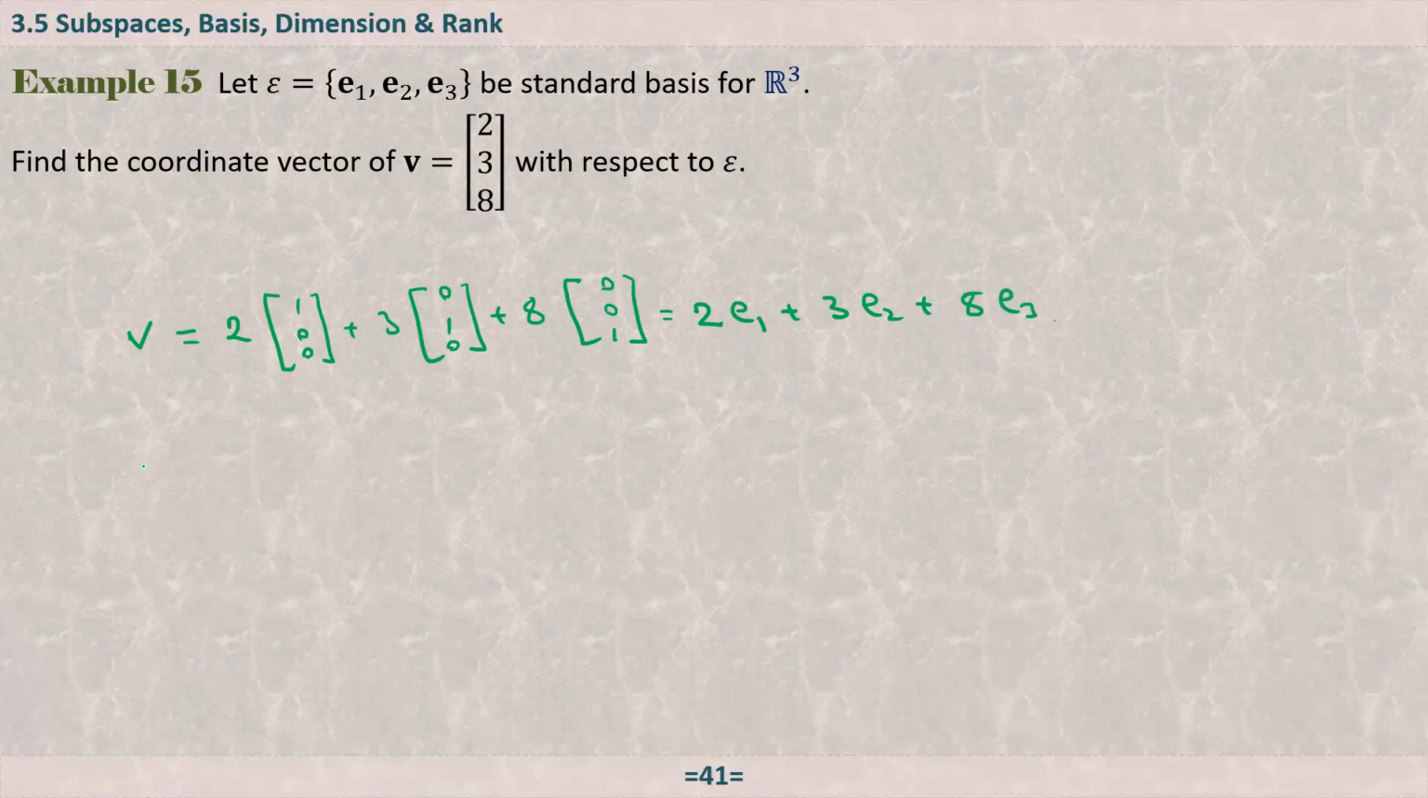Then the coordinate vector of v with respect to the given basis is, what is it? Just the coefficients of these vectors, that is 2, 3, and 8 itself, right?